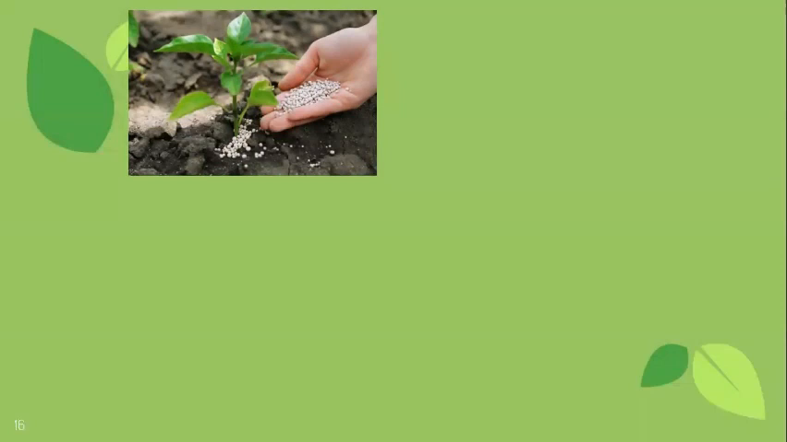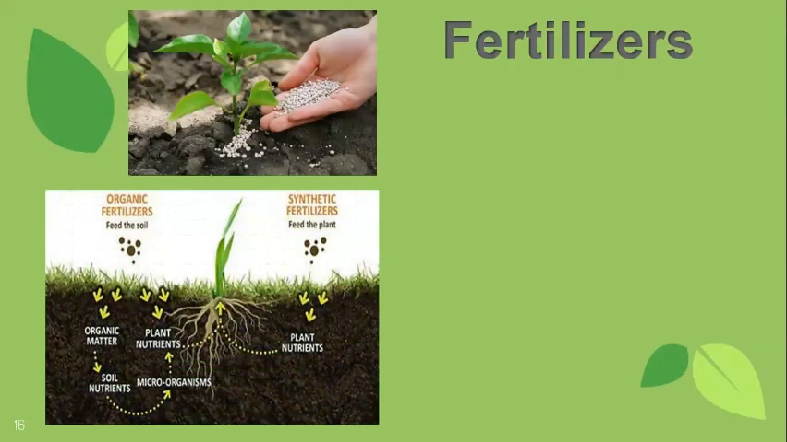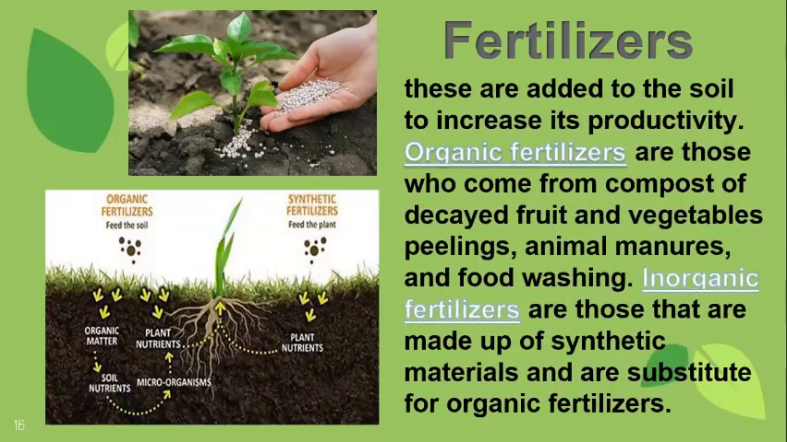Can you guess what is being applied in the plant? Correct, it's fertilizers. So we have two types of fertilizers, kids. You have the organic fertilizers, which feed the soil, while synthetic fertilizers feed the plant. These are added to the soil to increase its productivity.